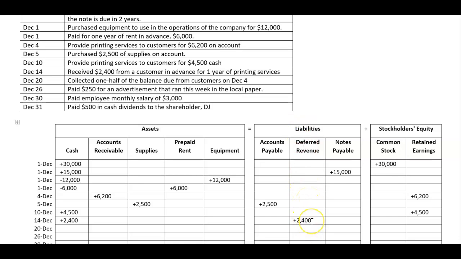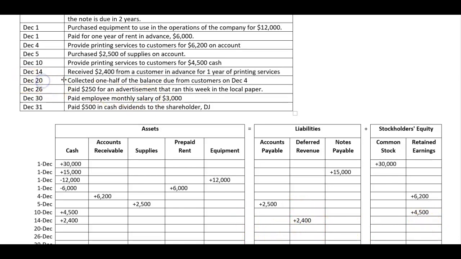All right? So that's going up $2,400. We are in balance. As we provide those printing services, then we get to recognize it as revenue. So eventually this deferred will become revenue. We will earn it ourselves. But at this moment, we have to show it as debt that we owe our customers.